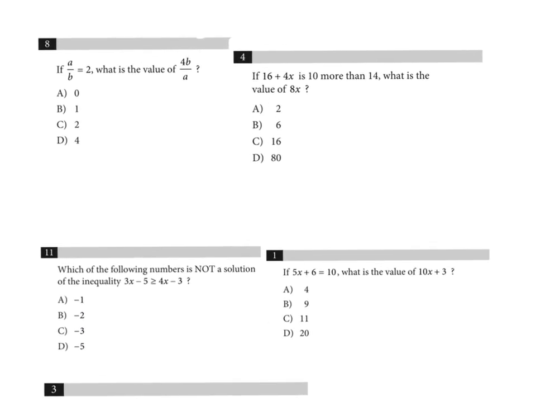Problem 8, if A over B equals 2, what is the value of 4B over A? Well, what I can do is take the fact that A over B equals 2, and solve that equation for one of the letters. For example, if I want to get this A by itself, I can multiply both sides of the equation by B so that the B's cancel. So here I have A equals 2B.